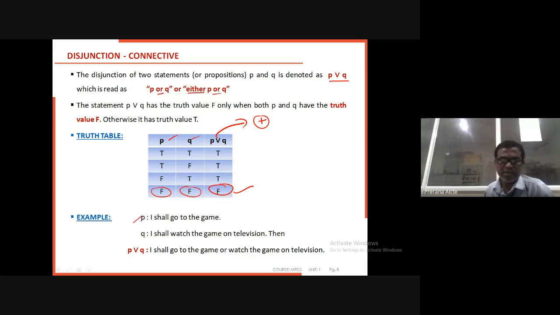Let us see this example. I have two statements. P is I shall go to the game, or Q is I shall watch the game on television. Now both are combined by using this or: I shall go to the game or watch the game on television, like this.